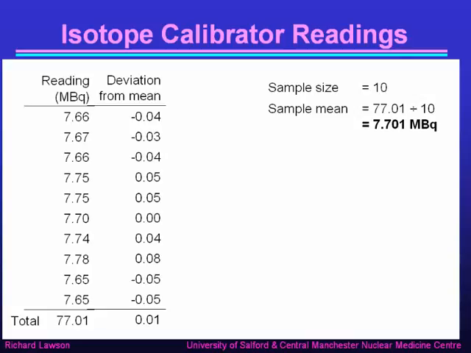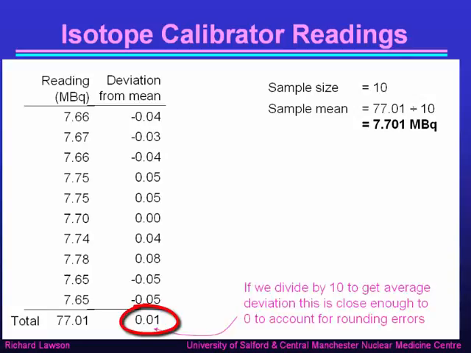If we add up all those deviations, it comes to a total deviation of 0.01. Now you may be disappointed that that doesn't come to 0, because I said that in principle the sum of all the deviations should be 0. This is close to 0, but not exactly 0. But if we divide it by 10 to get the average deviation, then it would be close enough to 0 just to account for the rounding errors. In this case the rounding errors were because I took the mean to be 7.70 instead of 7.701. So we don't need to worry about this small sum there. It's close enough to 0 not to matter.